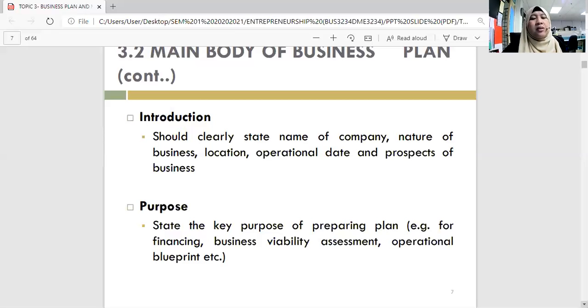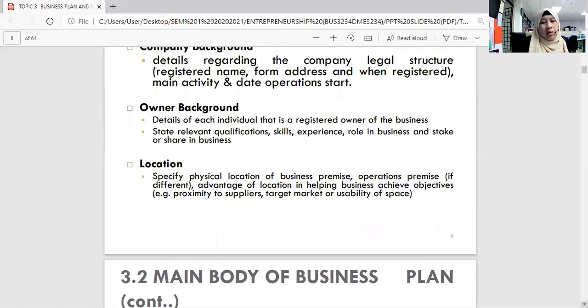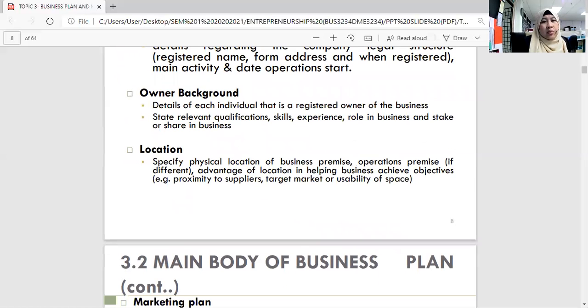So the purpose: state the key purpose of preparing the plan. For example, whether you want it for financing, business viability assessment, or as an operational blueprint. So you have to mention the reason your company exists, and why you are doing that business. And then we move to the next one.